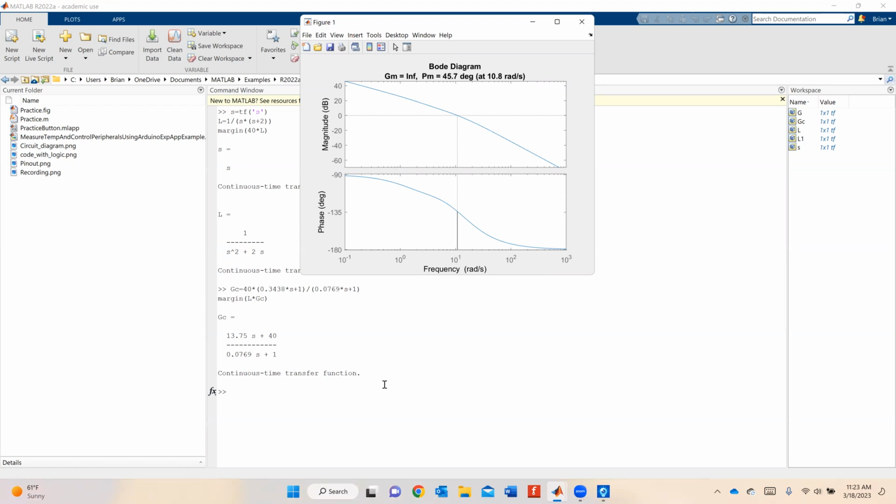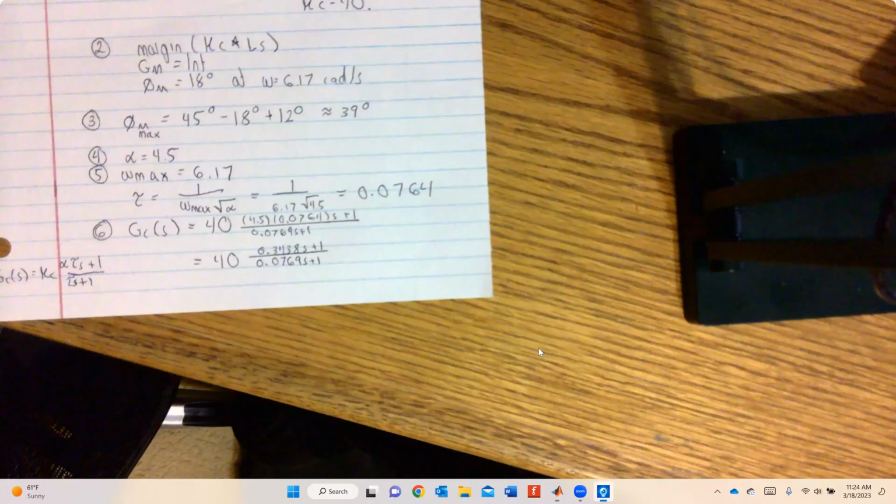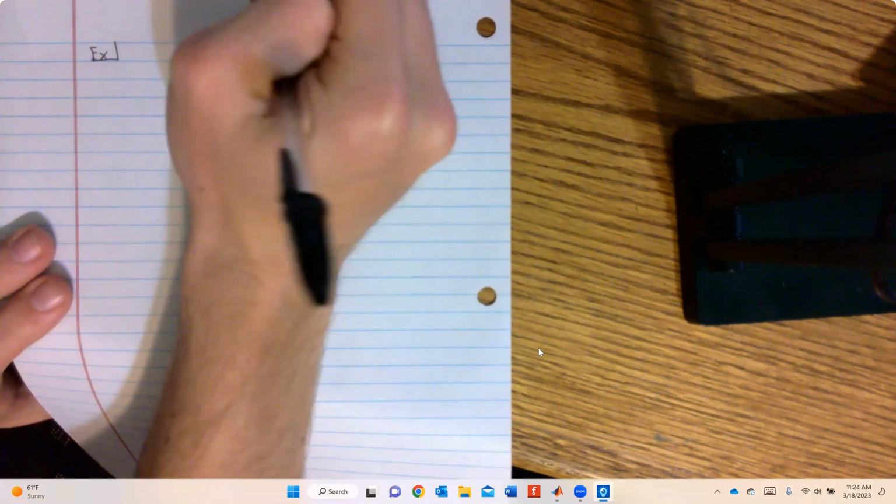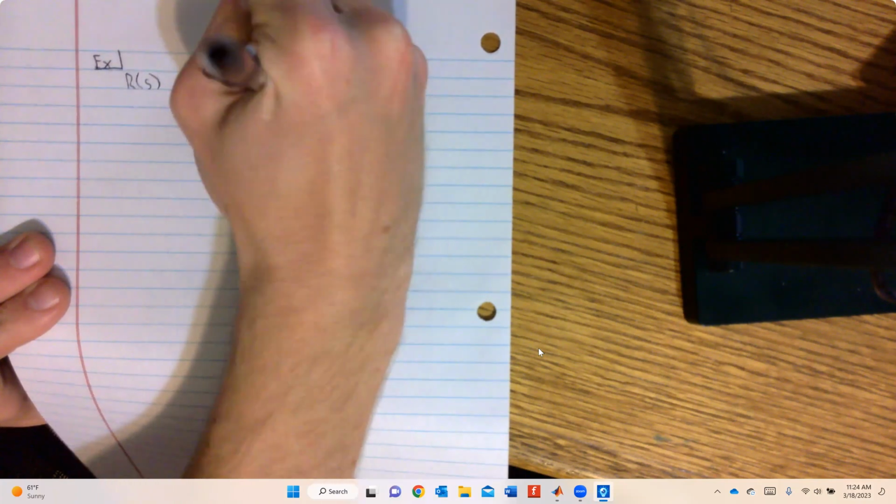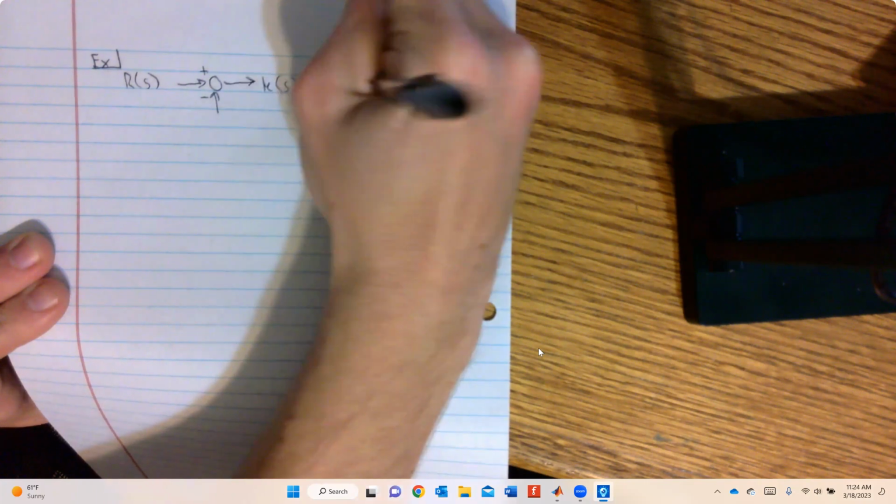This is pretty much our last example, and then we'll be done. So let's start with this one, and we'll see what we need to do. This one is asking for a unity feedback system. For this example, we're going to have R of S going through, and then we're going to have our K of S, then our G of S, and then our output C of S.